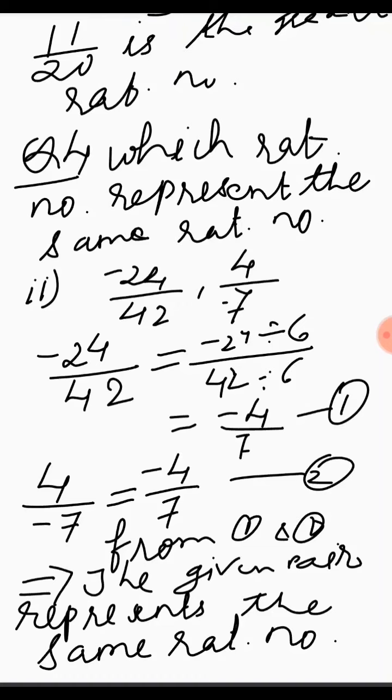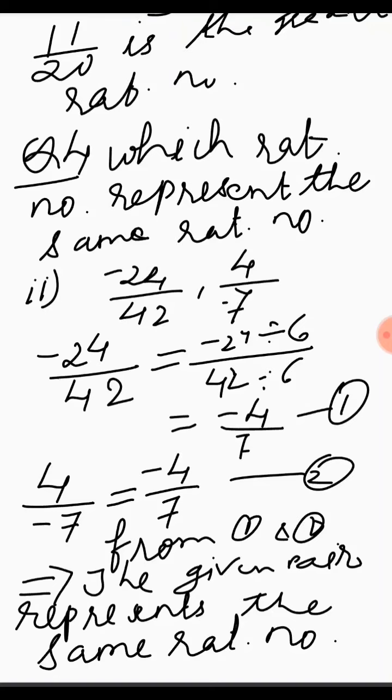Question number 5 is what? Arrange the rational numbers in ascending order. This we have already studied in the fraction lesson. The method is the same, so you can write it. Question number 6 is what? Arrange the following rational numbers in descending order. So that also we have studied in the same lesson, and that is exercise 2.1. Okay, now let's move to question number 7.